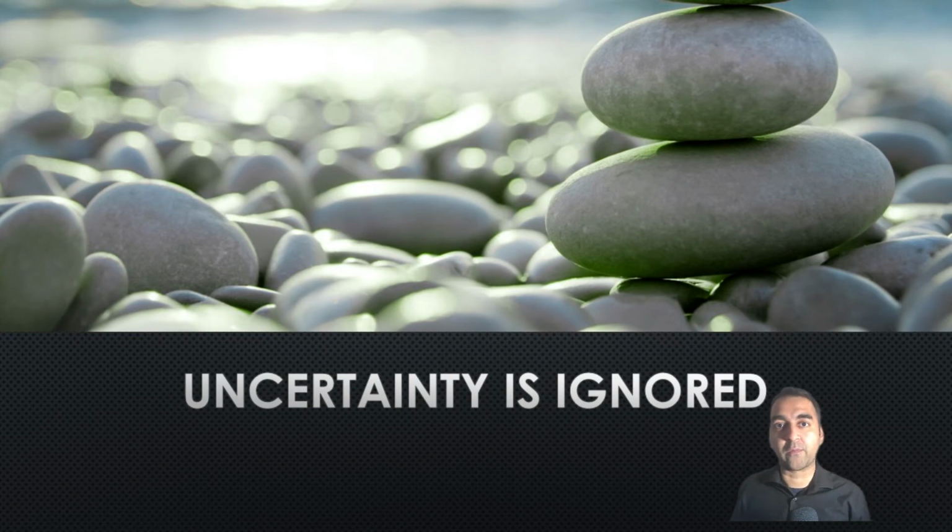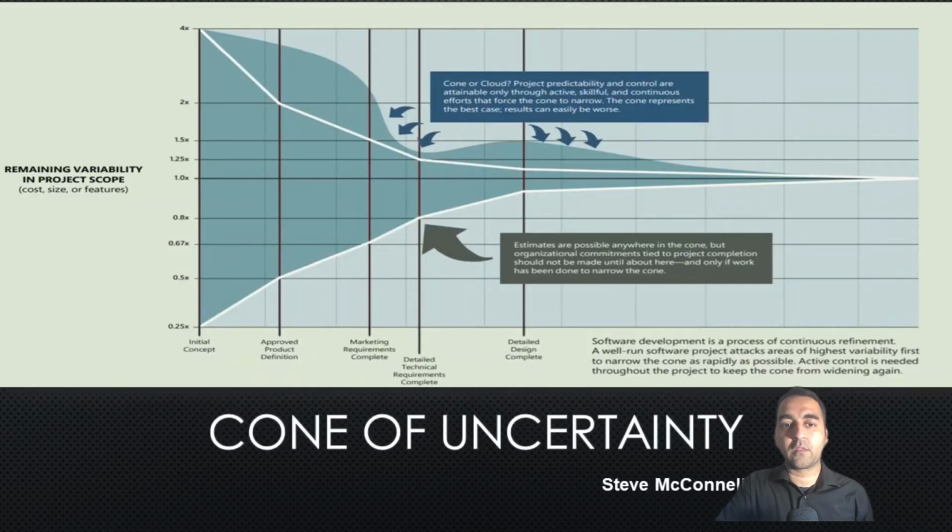Uncertainty is ignored in a traditional project plan. So if we look at the Cone of Uncertainty proposed by Steve McConnell, he clearly states that when we start any project, there will always be a huge sense of uncertainty, and this uncertainty can only be reduced by the organization, by the department, by the program when they perform iteration and learn from it.